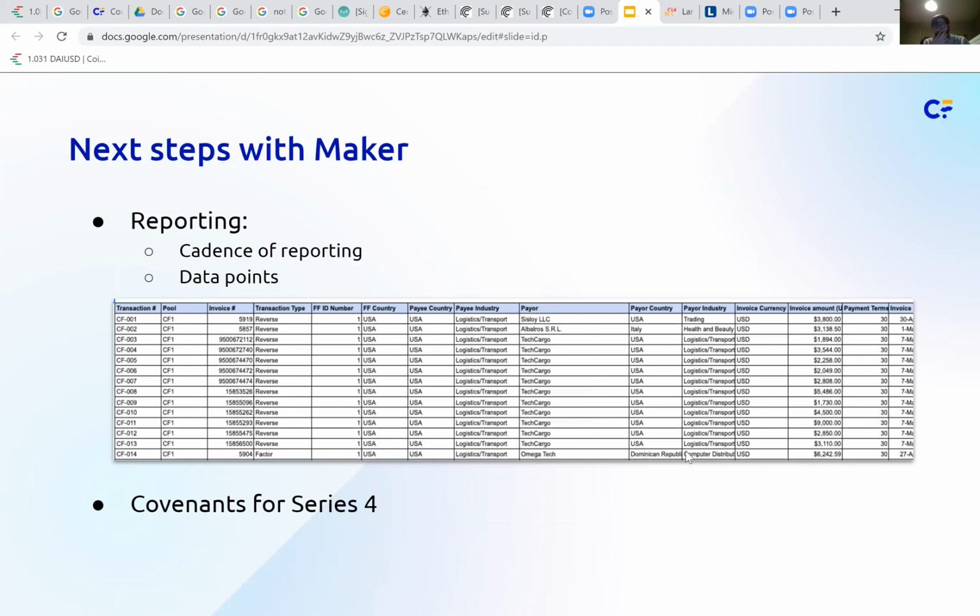Now, as Seb mentioned in the beginning, we're working with the team, and the next step will be on the reporting, right? Like the cadence of the reporting, the data points, are going to be able to facilitate or not, and what will be the covenant series for Maker to be able to join actually this pool.